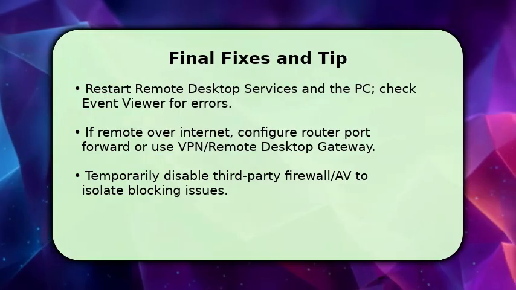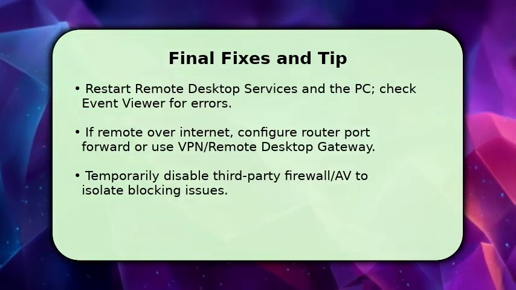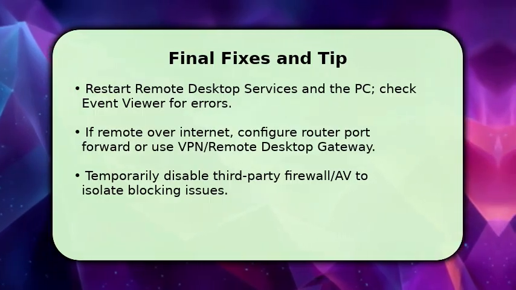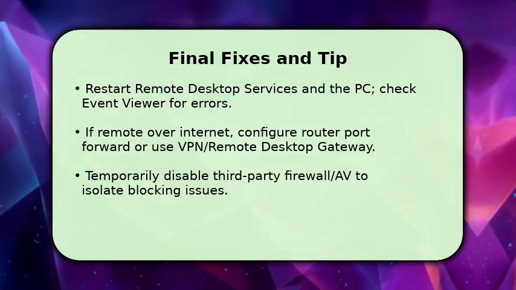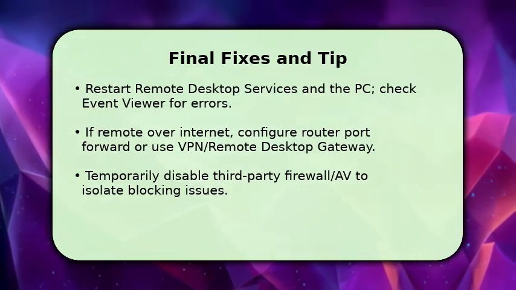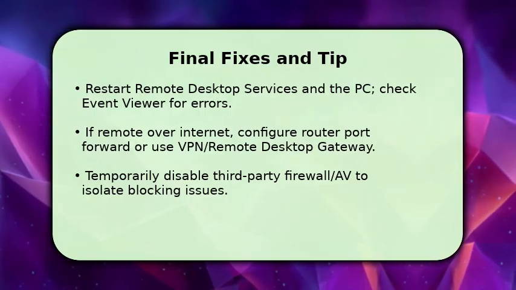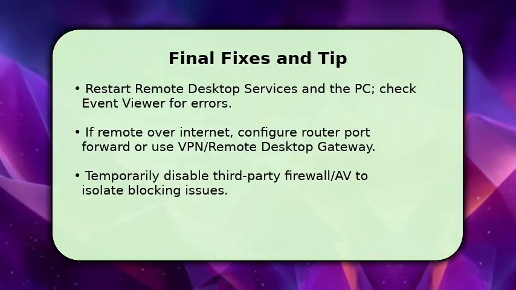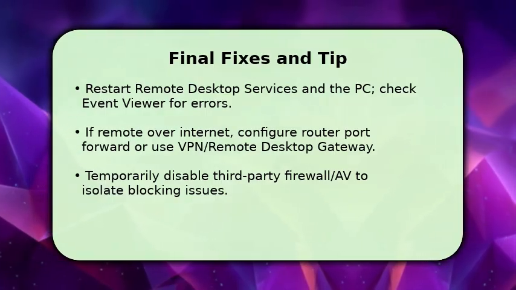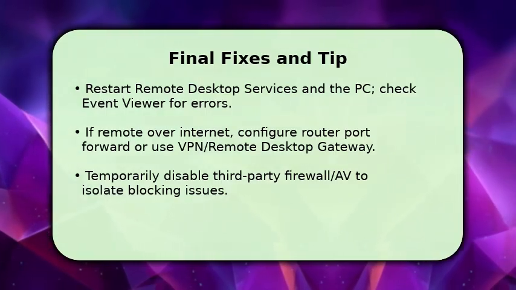Inspect Event Viewer under Applications and Services Logs, Microsoft, Windows, Terminal Services for specific errors if it still fails. For internet access, set a router port forward for TCP 3389, or, better, use a VPN or Remote Desktop Gateway to avoid exposing RDP directly. If problems persist, temporarily disable third-party firewall.